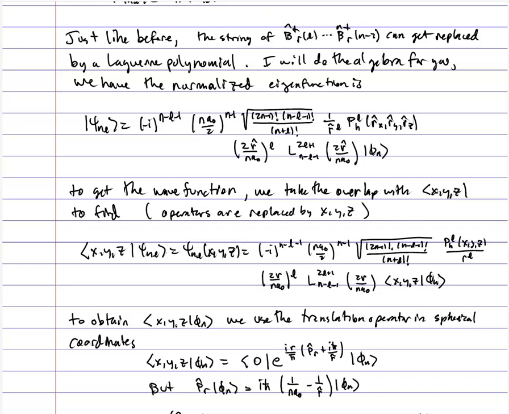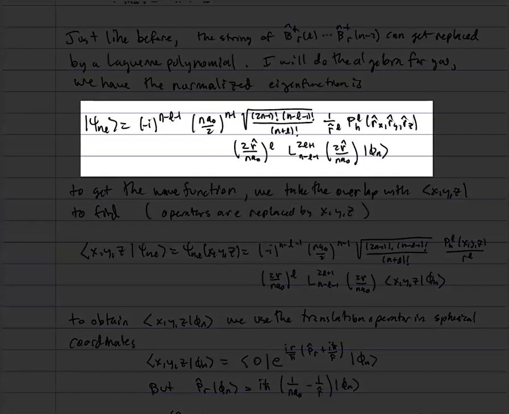I'm not going to do that algebra for you, but I will write down for you what the normalized wave function is. It has a minus I to the N minus L minus 1. It has a NA0 over 2 to the N minus 1. It has a square root of 2N minus 1 factorial, N minus L minus 1 factorial, over N plus L factorial. It has a 1 over R hat to the L, P sub L of Rx, Ry, Rz. You can think of that object, 1 over R hat times that P, sort of like a spherical harmonic. It has a 2 R hat over NA0 raised to the Lth power, L to the 2L plus 1 sub N minus L minus 1 of 2 R hat over NA0 acting on this phi N.